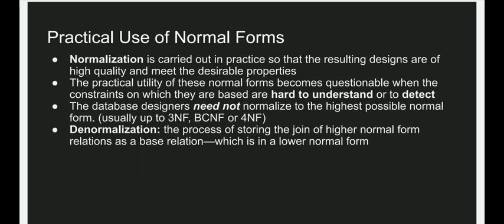Normalization is generally carried out in practice so that the designs are of high quality. The normal forms become questionable when the constraints on which they are based are hard to understand or to detect. Generally, we won't normalize to the highest possible form. Generally, we will stop at 3NF or a maximum of BCNF.